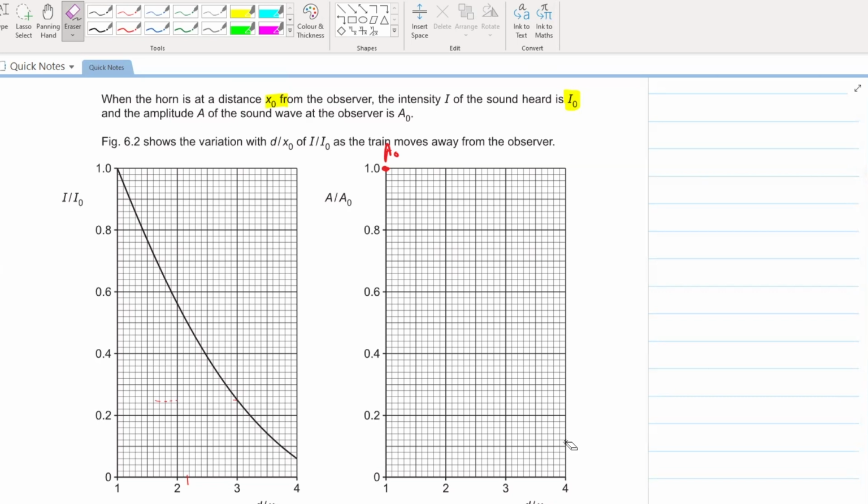What will happen to your amplitude? Think a little. If you realize, we have studied one formula: intensity is directly proportional to amplitude square. We have also studied one more formula. Amplitude square is equal to what? 1 over the distance squared.